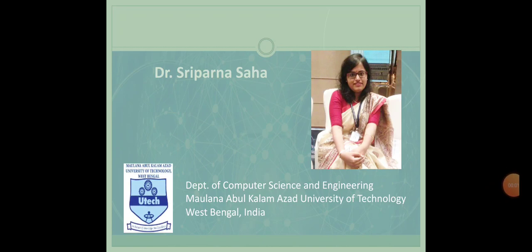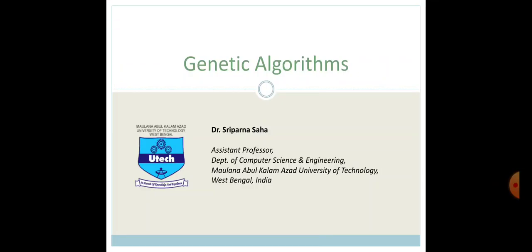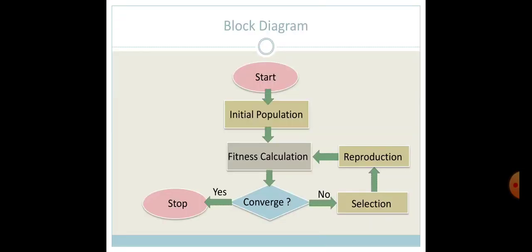Myself Dr. Sriparna Saha, and currently we are talking about different parameters of genetic algorithms. So what we have discussed so far? We have discussed how to generate the initial population. Then we have talked about how to calculate the fitness function. Then after that, if the current population doesn't converge, then what do we need to do? We need to select the best fitted population.